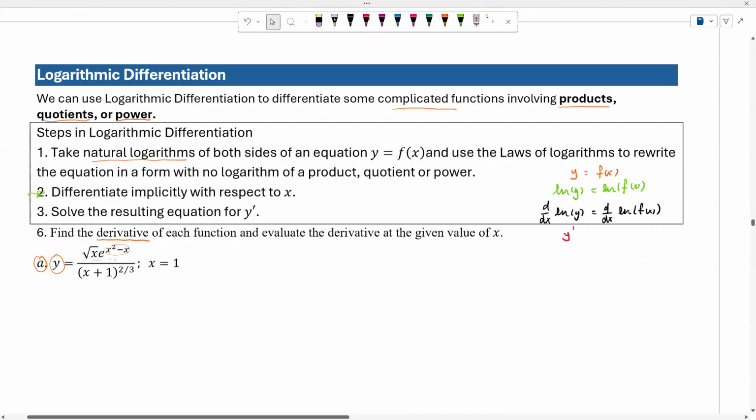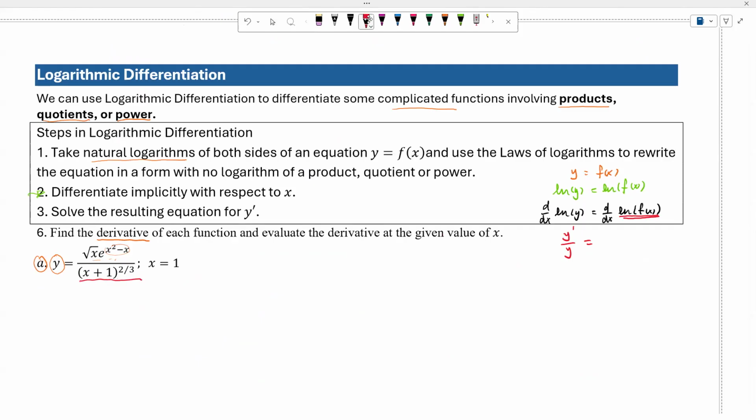Then to this side, we'll have y prime over y. And then to this right here, because we take the natural log, if we have a product, quotients, or power, we could rewrite this into the sum or the difference of logs without any power. And then after we have this, the last step is we would like to solve for y prime.